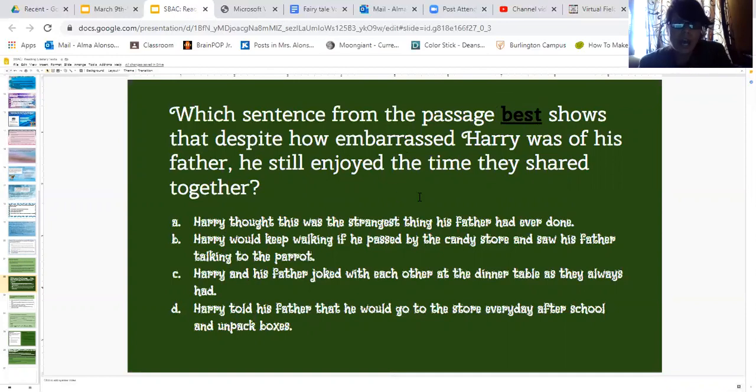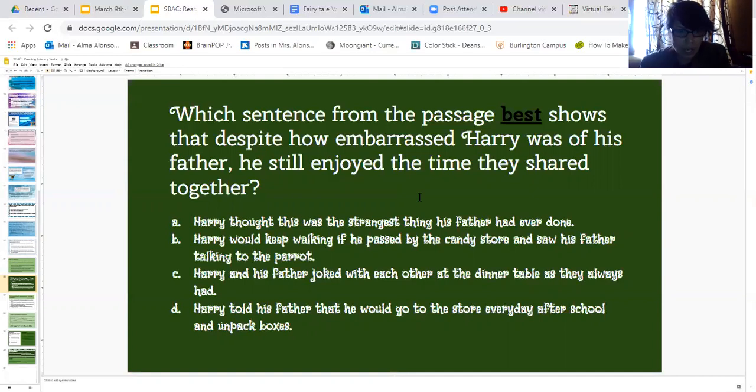So I'll read the question. Which sentence from the passage best shows that despite how embarrassed Harry was of his father, he still enjoyed the time they shared together? So remember, Harry's embarrassed because he sees his dad talking to this parrot all the time. But that doesn't stop him, and at one point in the story it shows that he still enjoys the time they share together. So which option here, A, B, C, or D, tells you that he enjoyed this time together with his dad?